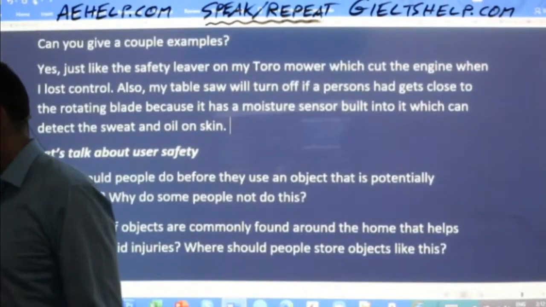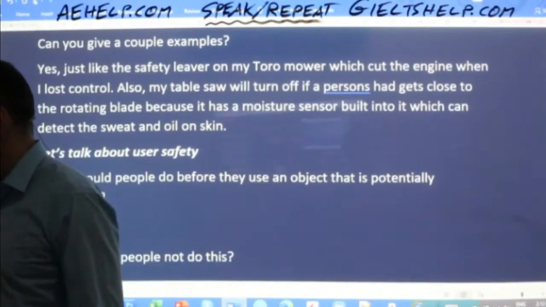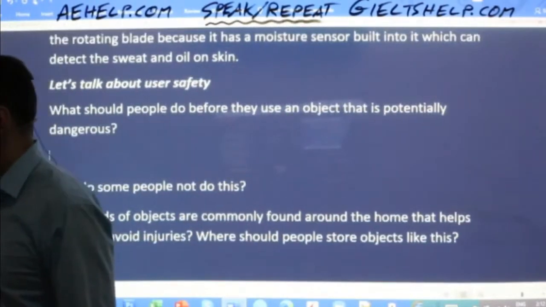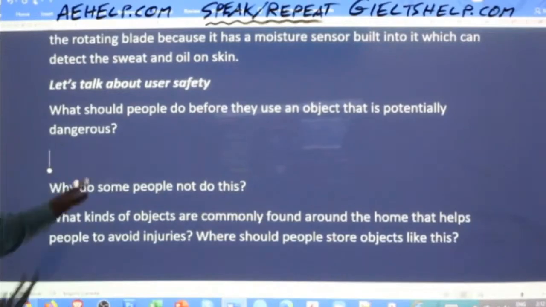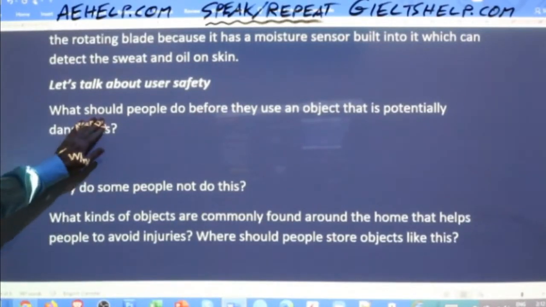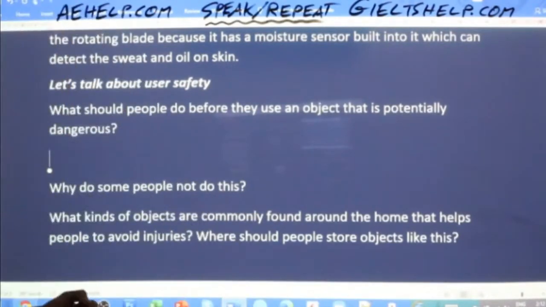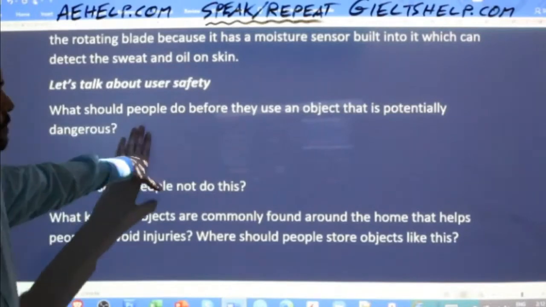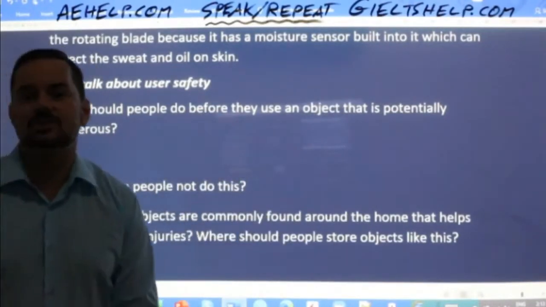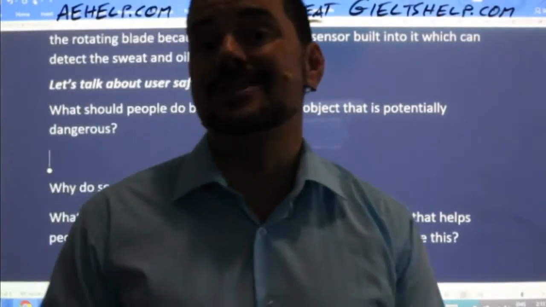Okay, so what should people do? This is a suggestion, so make sure that you're suggesting here. Now, there are different ways to suggest: should, ought to, must, need to. That's the kind of language that you're looking for here. So what should people do before they use an object that is potentially dangerous? Give me a nice full sentence answer for this question.